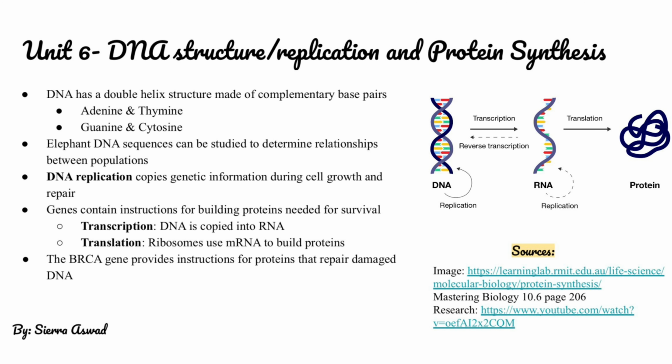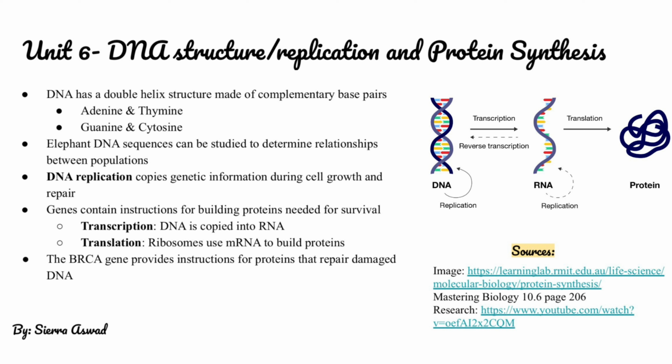Unit 6, DNA structure, replication, and protein synthesis connects to the elephant lab because scientists study elephant DNA to compare populations and identify poached ivory. DNA has a double helix structure made of complementary base pairs: adenine pairs with thymine, and cytosine pairs with guanine. During DNA replication, the DNA molecule copies itself so new cells receive the same genetic information. Accurate replication is important because mistakes can cause mutations.